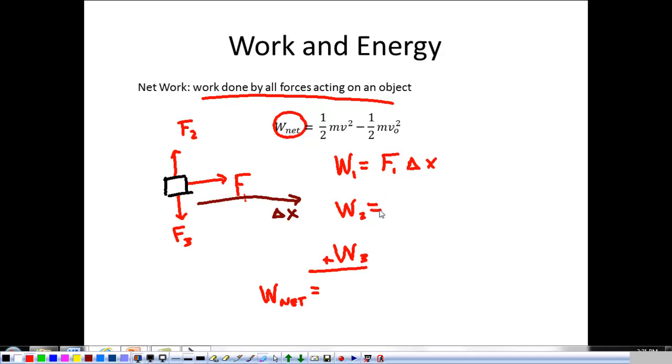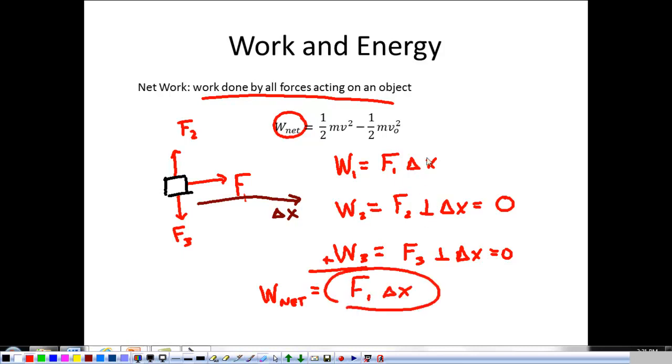Work 2, here we see that force 2 is perpendicular to delta x. And we know that means that the work is equal to 0. I'm not doing any work. That isn't helping me move. And work 3, we get the same thing. Force 3 is perpendicular to delta x. A big old goose egg as well. So the net work on this object is just equal to force 1 times delta x. And we could use that quantity to determine what's going on with our kinetic energy or our velocity.